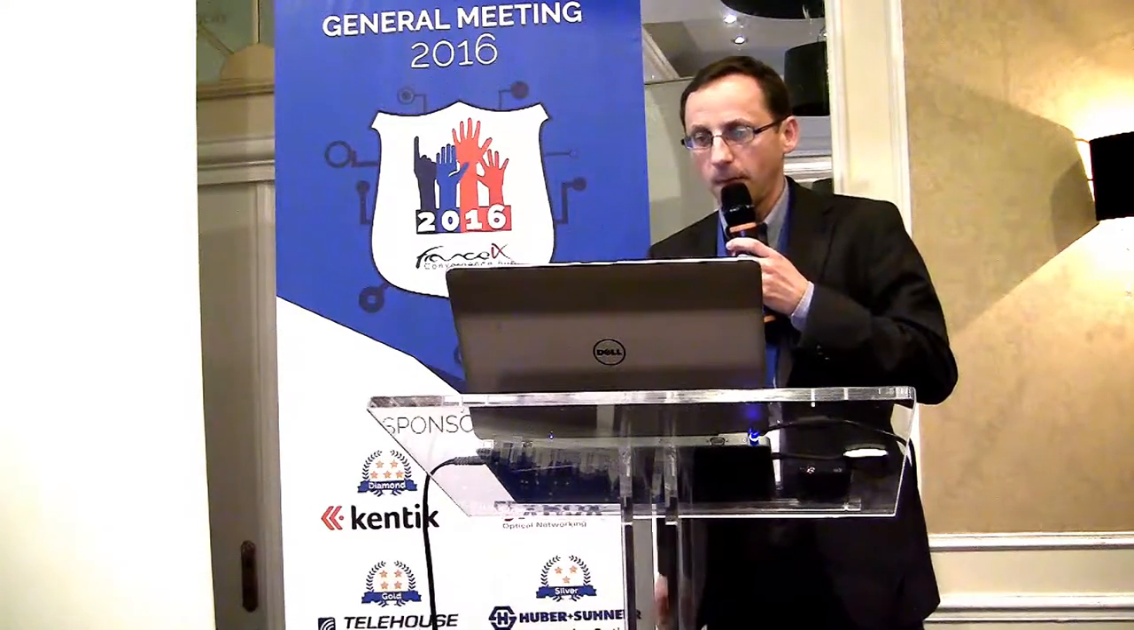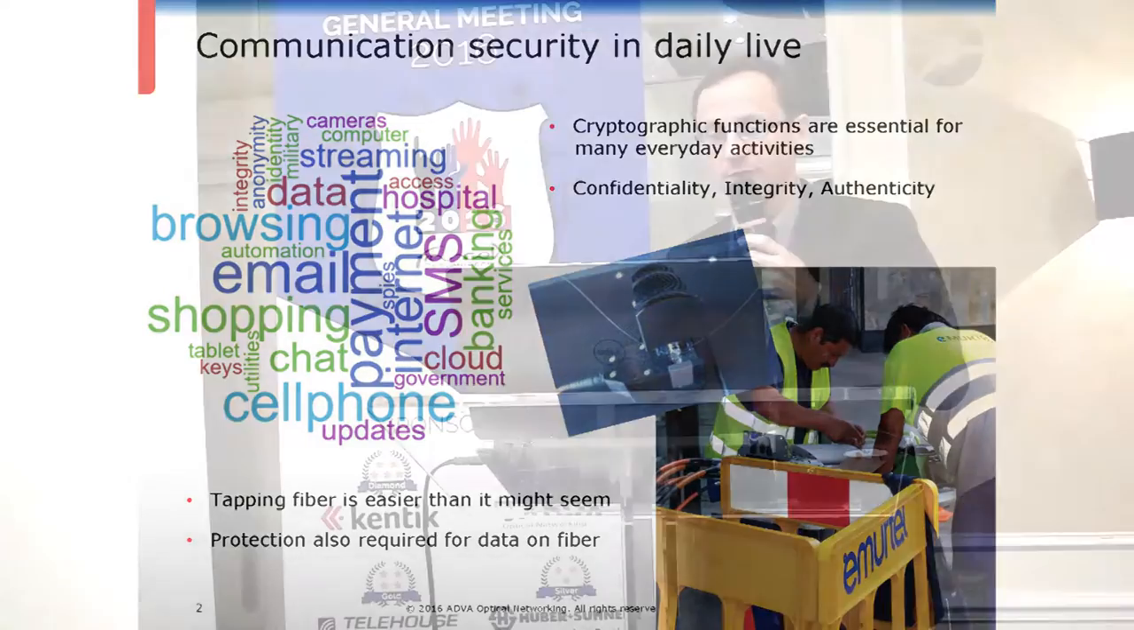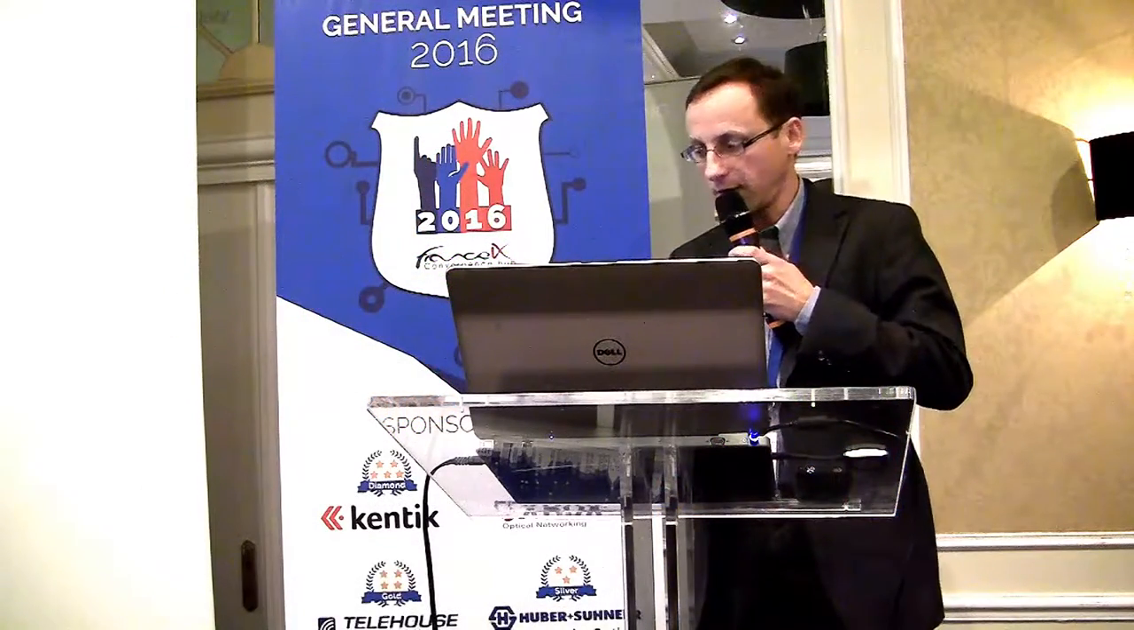And that doesn't stop with optical networks. Maybe you don't know, but it's actually not so difficult to tap optical fiber. What you can see here is a bending coupler, so you don't have to cut the optical fiber. You just use a bending coupler that's a few hundred dollars, and you can listen to all the traffic on the optical fiber. So essentially, protection is equally required on optical fiber.